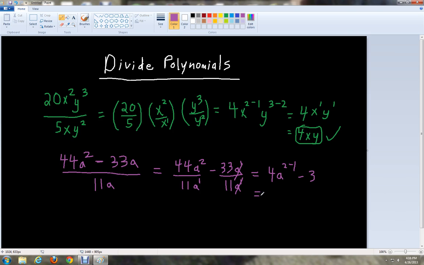So this will simplify as 4. A to the 2 minus 1 is just a to the first power, right? 2 minus 1 is 1, or just a, and then minus 3. So our final answer is 4a minus 3.